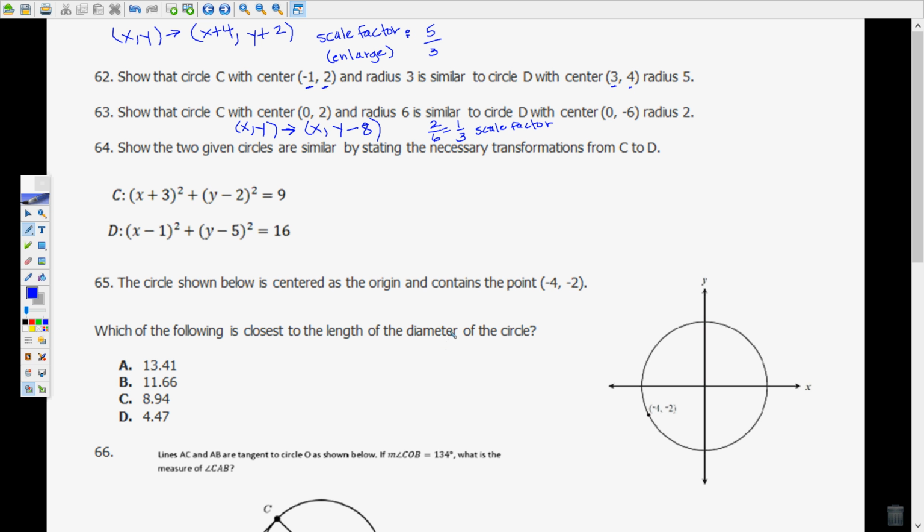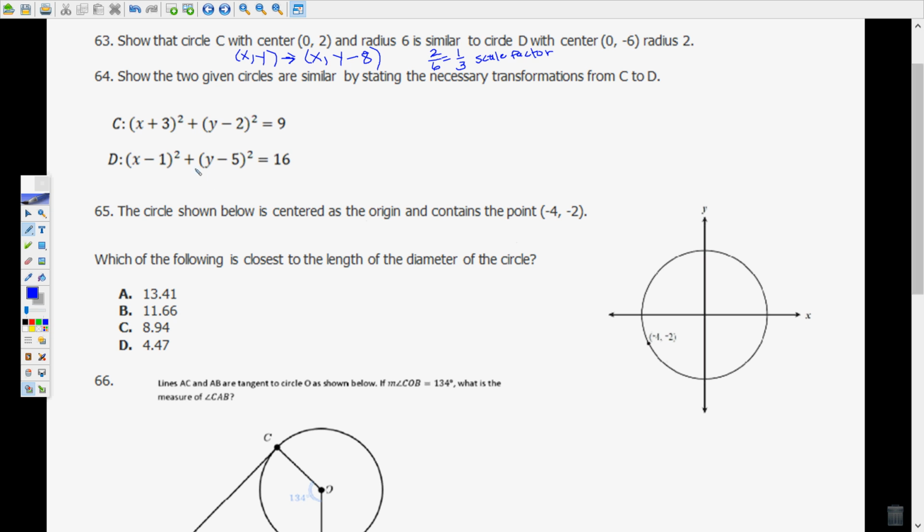Okay? This next one you have a little work to do before you can skip right over to that. This says show the two given circles are similar by stating the necessary transformations. So the first thing you need to do here, because on these other problems we already had the center and the radius, is figure out the center and the radius. So we did this not long ago.